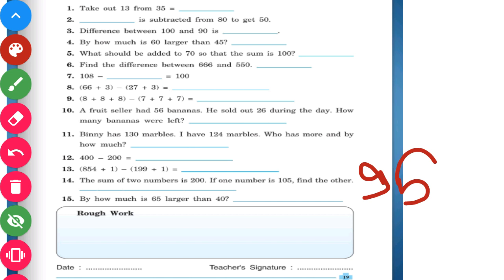So the other number is 95. Now question number 15. By how much is 65 larger than 40? So we have done a similar question here also, है ना? So this question you will do yourself. Okay? Till then, take care.